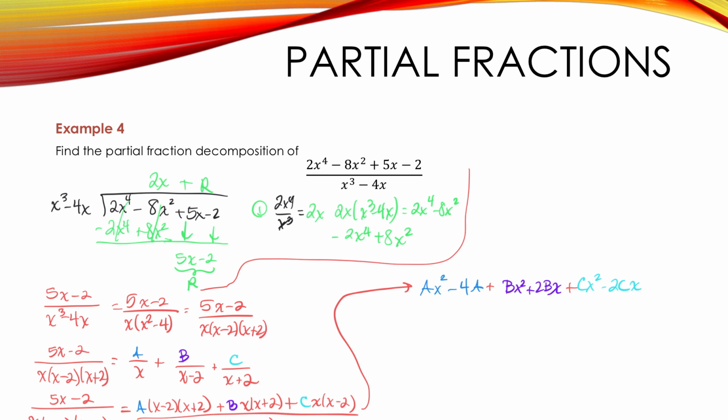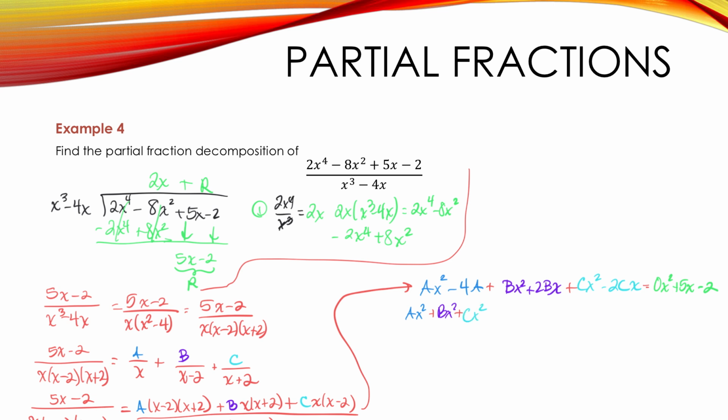And it all equals our 5x minus 2, which, notice, has no x squareds. So we're going to have to worry about that. So let's put in here no x squareds plus 5x's and minus 2. Let's put together our x squared. So we have ax squared plus bx squared plus cx squared.